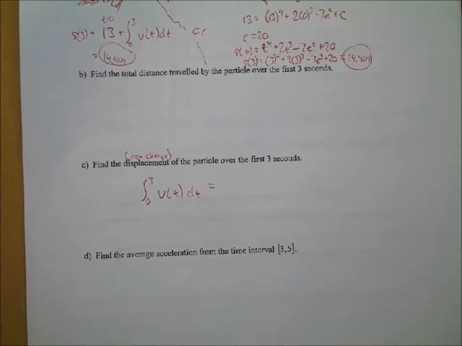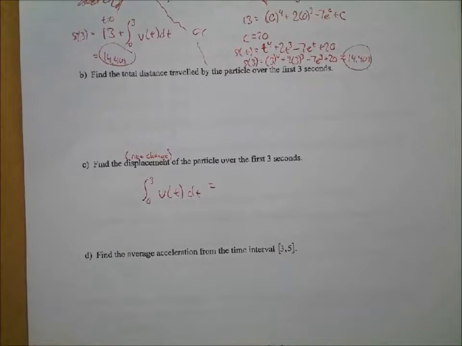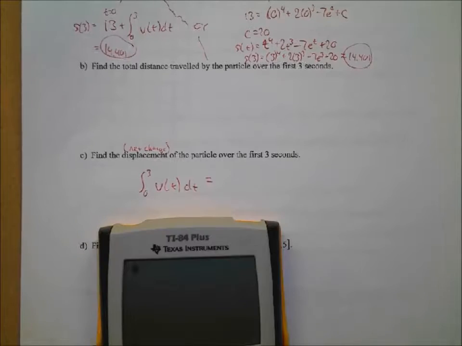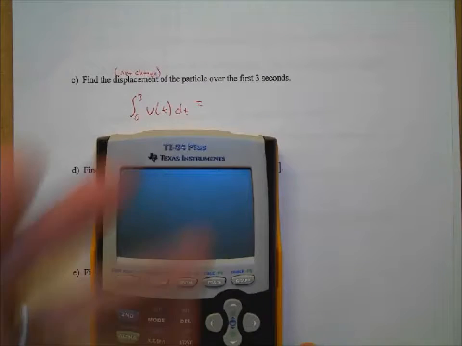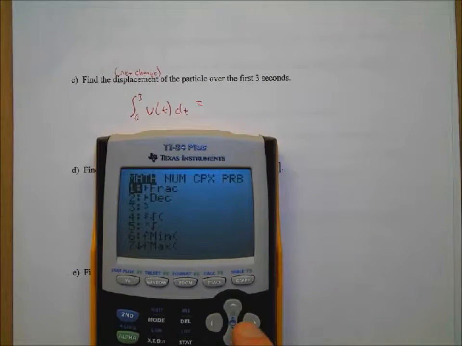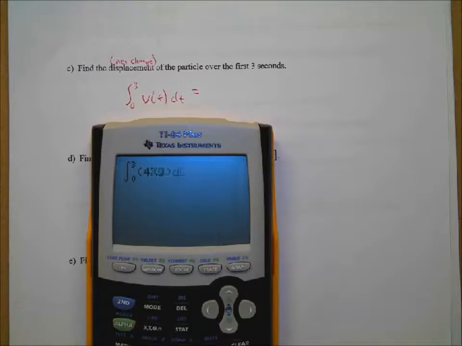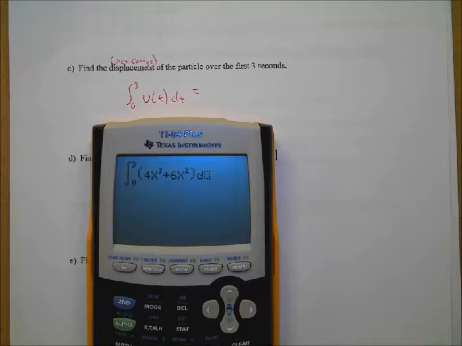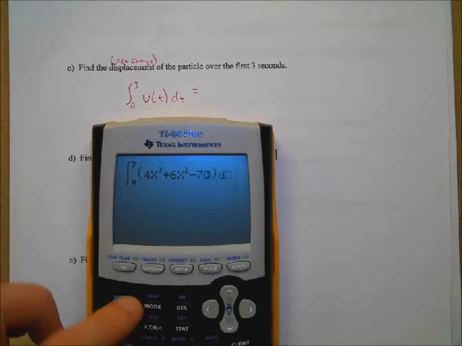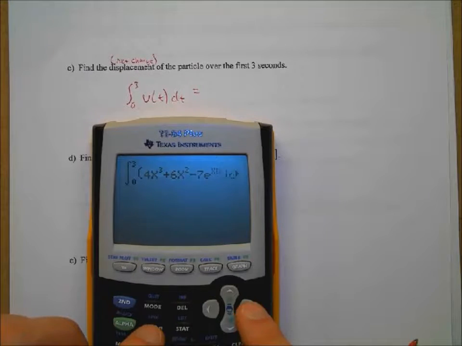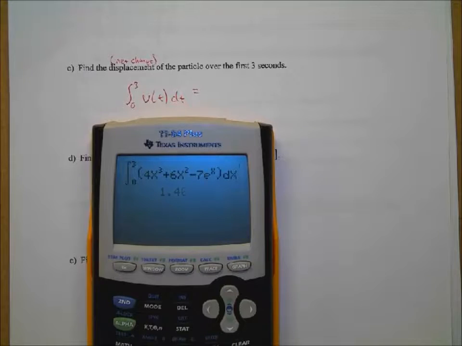All right. And so that's something we can do on our calculators here. I guess we could use the thing we found, but I think we're going to use our calculators for this. So 0 to 3 of 4x to the third plus 6x squared minus 7e to the x dx. Okay, so 1.401.